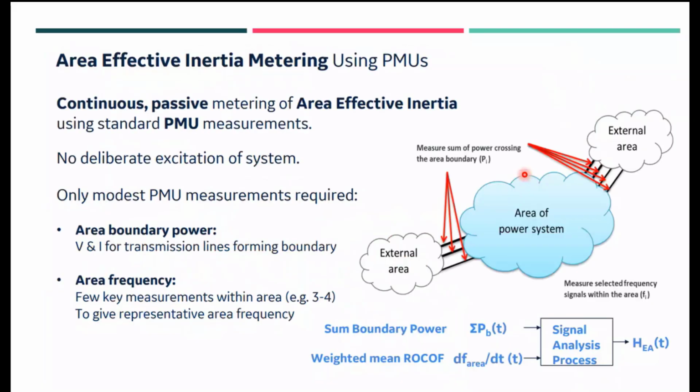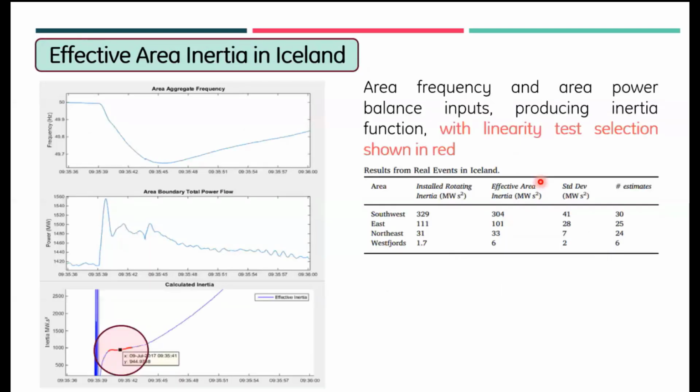So for this particular power system area, put the PMUs at the boundary to get the power, and put multiple PMUs within the area and utilize the weighted average of the rate of change of frequency within this area. Then you will get the effective inertia of this particular power system. This is how synchrophasor based WAMS regional inertia monitoring tools are being utilized across the utilities. So this is some summary of that.